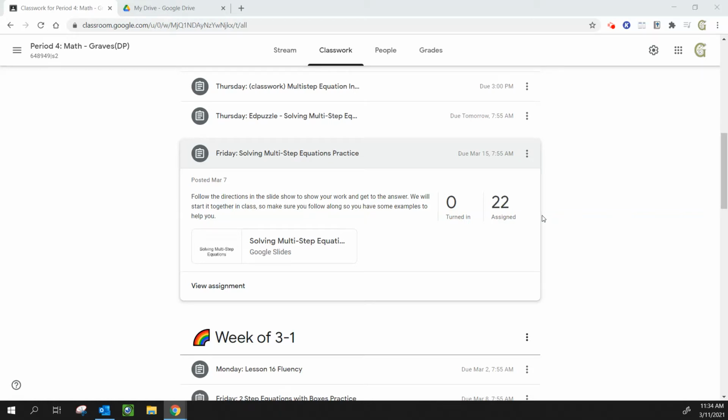Okay, so we're going to practice solving multi-step equations a little bit more, and you'll do it a little bit more independently. So in the file that we're going to work on, we'll do two together, and then the other ones are kind of you on your own, so you get an idea of what needs to happen.